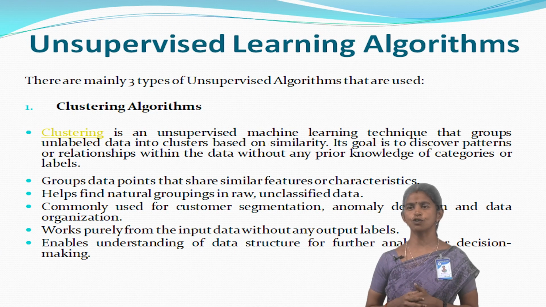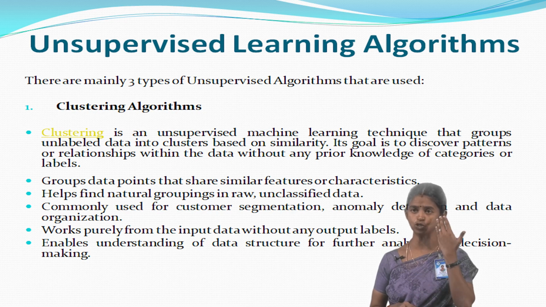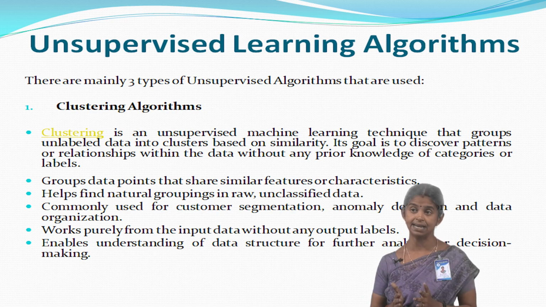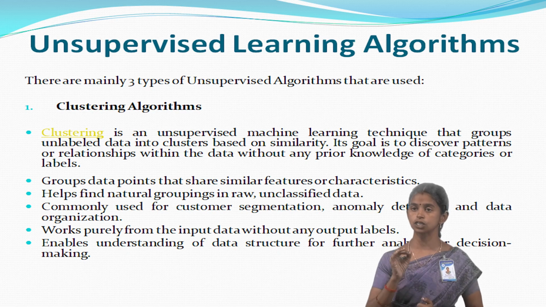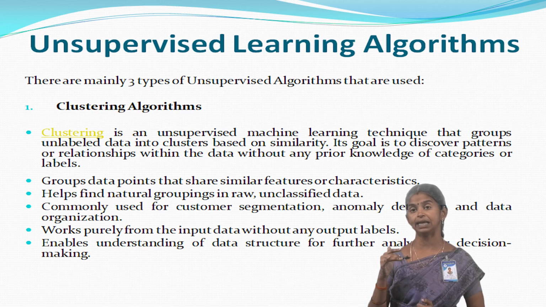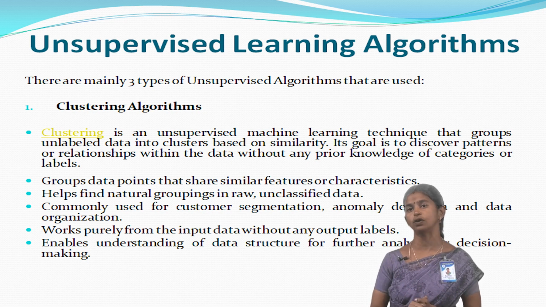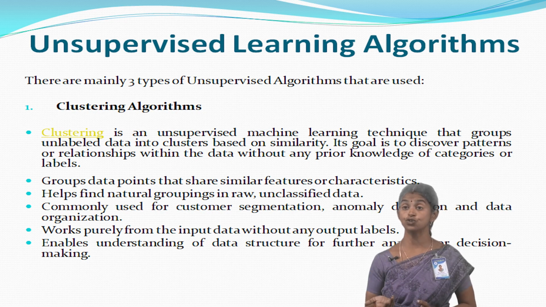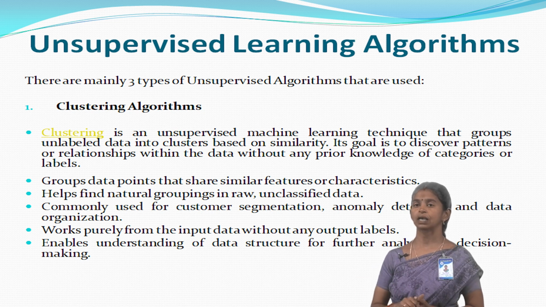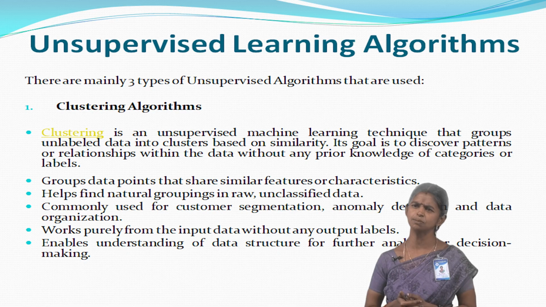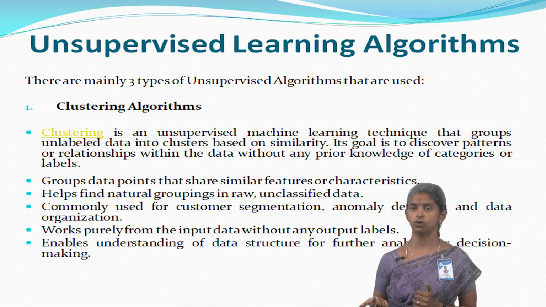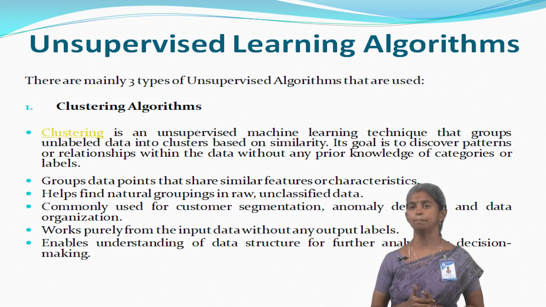There are three types of unsupervised learning. The first is clustering. Clustering is an unsupervised machine learning technique that groups unlabeled data into clusters based on similarity. Its goal is to discover patterns and relationships within the data without any prior knowledge of categories or labels. It groups data points that share similar features or characteristics. It helps find natural groupings in raw unclassified data. Commonly, it is used for customer segmentation, anomaly detection, and data organization. It works purely from the input data without any output labels. It enables understanding of data structure for further analysis or decision making.